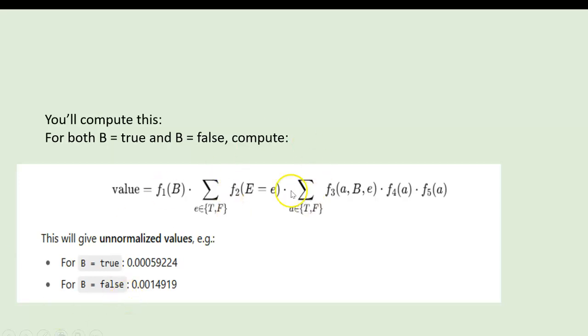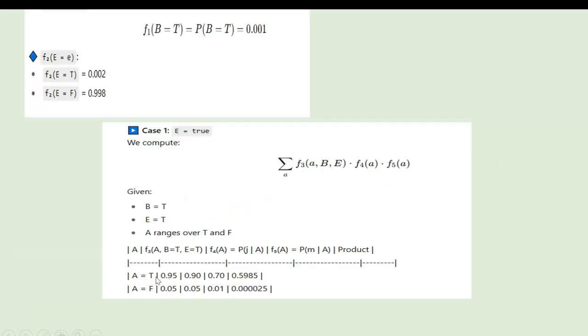So this is the general formula. For burglary equal to true, this is the probability we have calculated, and for burglary equal to false, this is the probability we got. Here we substitute all the values. For alarm A equal to true, you will calculate this. For alarm false, you will calculate this. You will sum up both. Similarly for E also, true and false you will substitute, and then you will get these two values.